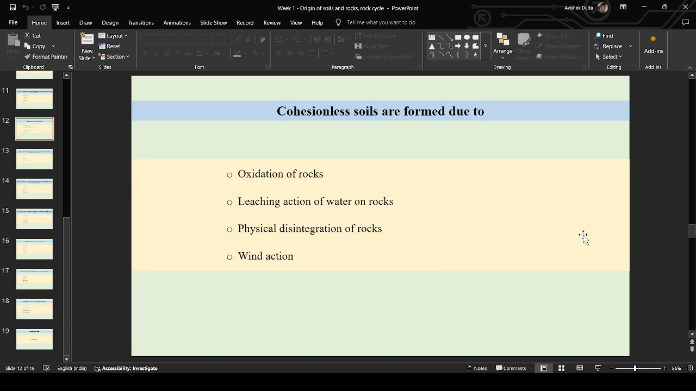So cohesionless soils are formed due to, the options are: option 1, oxidation of rocks; option 2, leaching action of water on rocks; option 3, physical disintegration of rocks; and option 4, wind action.